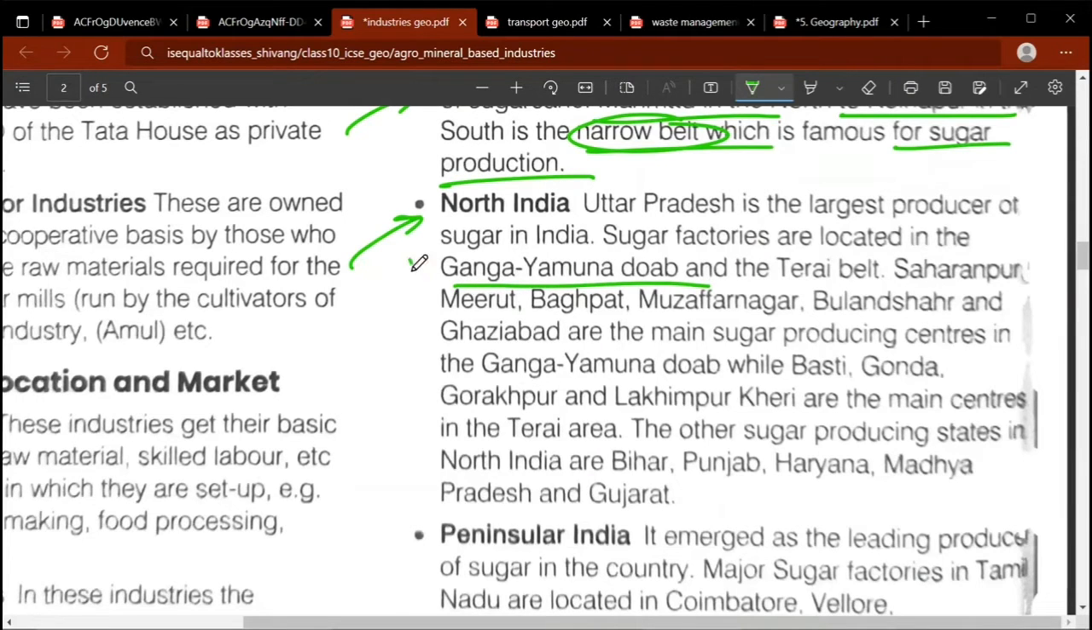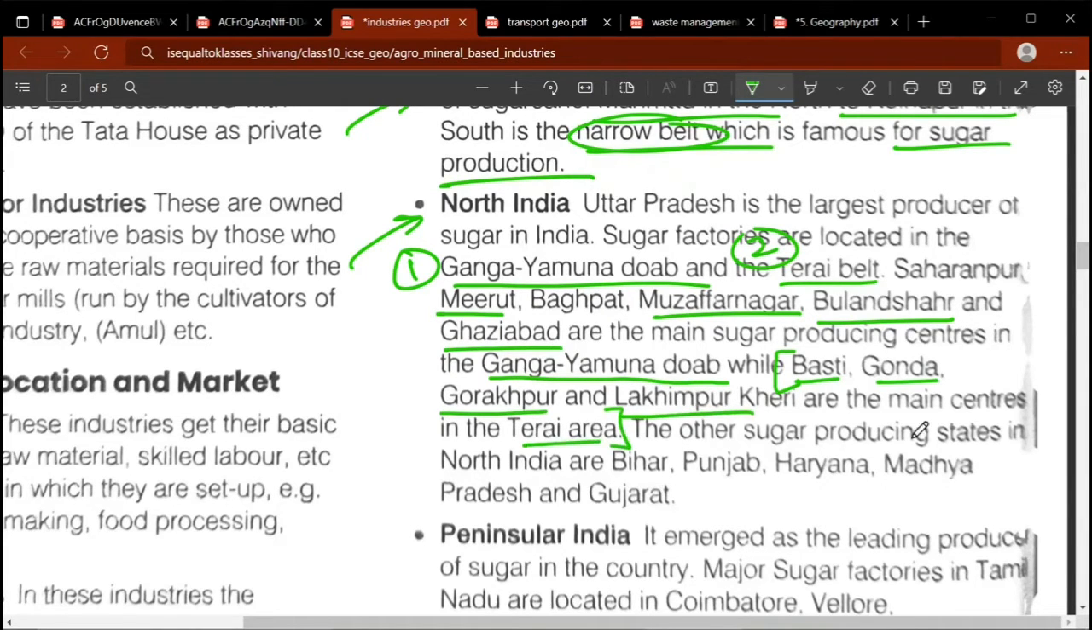So there is Ganga Yamuna Doab and Terai belt. You have Meerut, Muzaffarnagar, Bulandshahr and Ghaziabad, which are the main sugar producing centers in the Ganga Yamuna Doab, while Basti, Gonda, Gorakhpur and Lakhimpur Kheri are the main centers in the Terai area. The other sugar producing states in North India are Bihar, Punjab, Haryana. You only need to remember the first two states, Haryana, Madhya Pradesh and Gujarat.